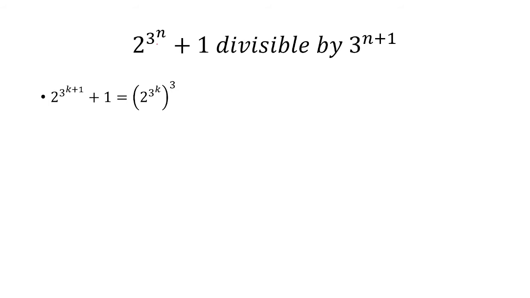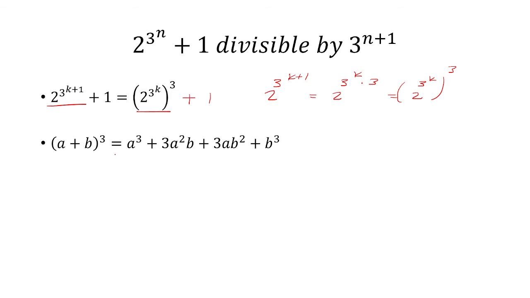Let's focus on the left side here, the 2 to the 3 to the k plus 1 plus 1. Now, just looking at 2 to the 3 to the k plus 1, we can rewrite that as 2 to the 3 to the k, cubed, plus 1. And the reason we can do that is because 2 to the 3 to the k plus 1 is the same thing as 2 to the 3 to the k times 3, which is the same thing as 2 to the 3 to the k, cubed. Because an exponent to an exponent, you multiply. So these two are equal, then we just have to add the 1 there.